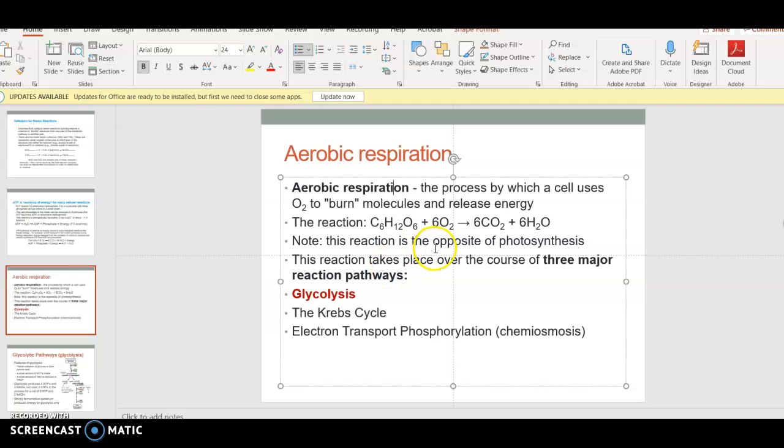This reaction takes place over three major reaction pathways. The first one is glycolysis. The second one is the Krebs cycle, also known by several names, for example, the TCA cycle, or the citric acid cycle. And the final process is the electron transport chain, or electron transport phosphorylation, because the phosphorylation reaction happens during the electron transport chain. Another name is chemiosmosis.